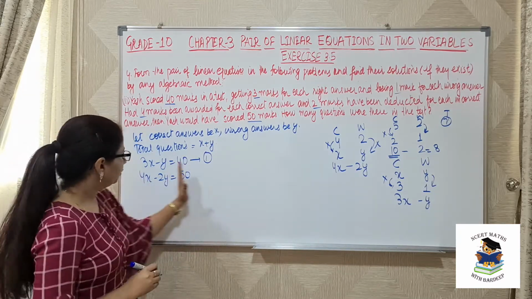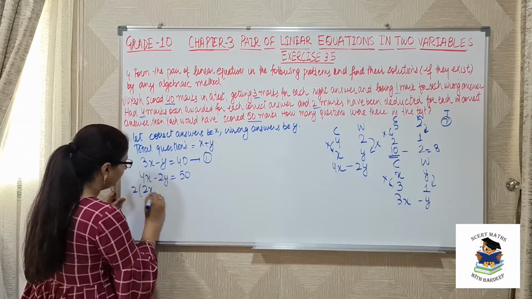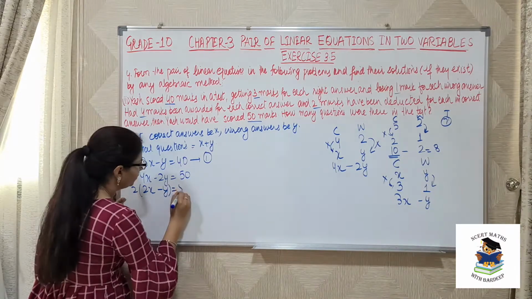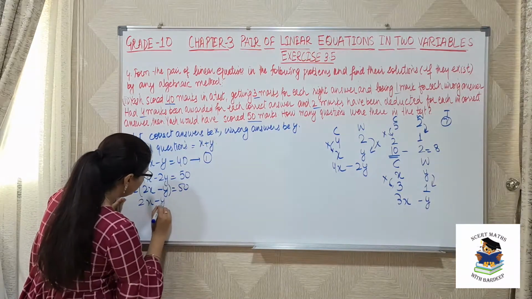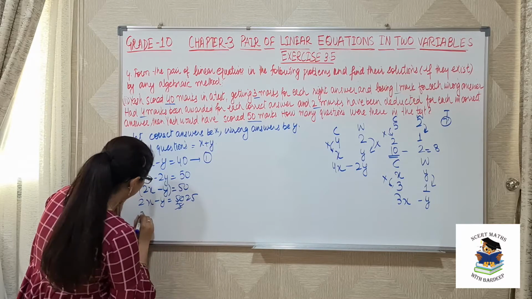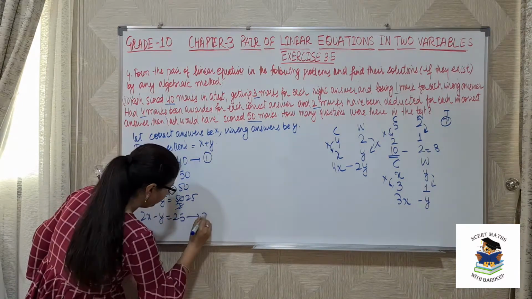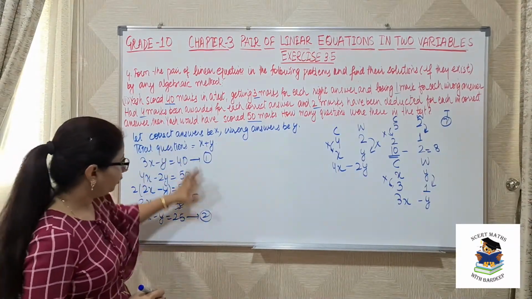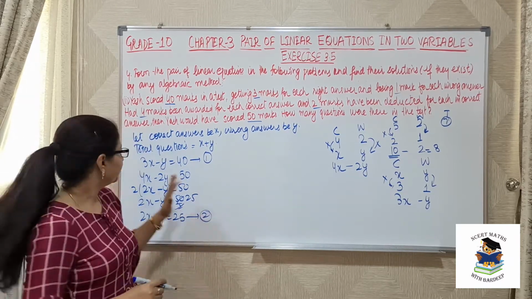Now I can see that 2 is a common factor, so we will take it out: 2x minus y equals 50 by 2, so this 2 will go to the other side. That is 25. So 2x minus y equals 25 is our second equation. I hope now you understood how to frame these questions. So let's solve these equations.